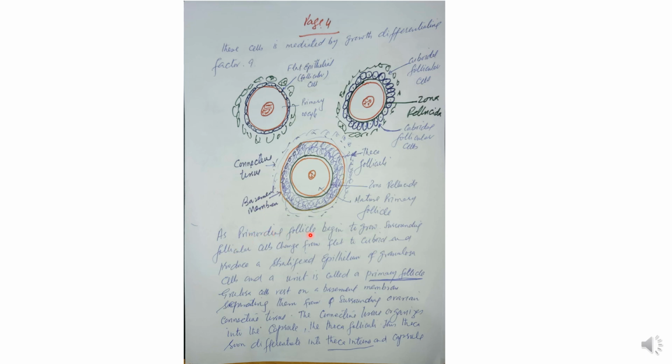As the primordial follicle begins to grow, the surrounding follicle cells change from flat to cuboidal. These are the flat cells which are surrounding the oocyte. They become cuboidal in shape. This is the first change which occurs. Once they become cuboidal, the unit is called a primary follicle.